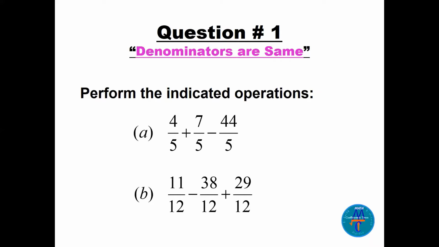look at the denominator, 5, 5, 5, that's easy. Second one, we look at the denominator, 12, 12, 12, easy. You add and subtract only the numerators, again, if the denominators are the same. So this one, the first one, part A, 4 plus 7 minus 44, divided by 5. Part B, 11 minus 38 plus 29, divided by 12. Then what do you have to do? You should know, I think, you simplify the answer, always.